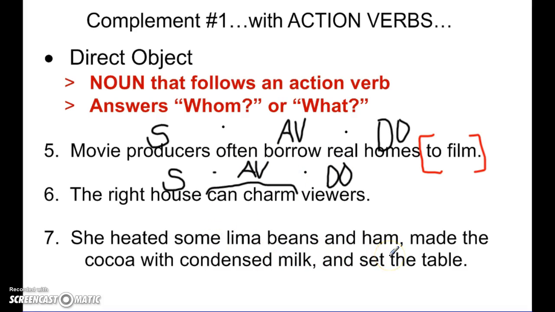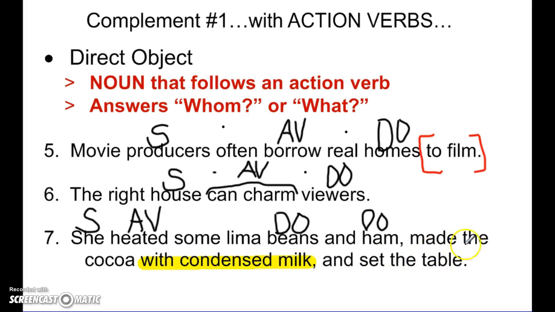She heated some lima beans and ham and made the cocoa with condensed milk. This one looks like a pretty complicated sentence, but if we start by just getting rid of the extras that we don't need, I see a preposition here, with. So I'm going to look for the end of the phrase, with condensed milk. Okay, now I want to look at who is the sentence about. It's about she. What did she do? She heated. That's an action. And now, since I see some words after my action verb, I want to look for a noun. She heated. Whom or what did she heat? She heated some beans. And I see a conjunction here, and. That means she might have heated something else. She heated beans and ham. So here I have two direct objects that go with heated.